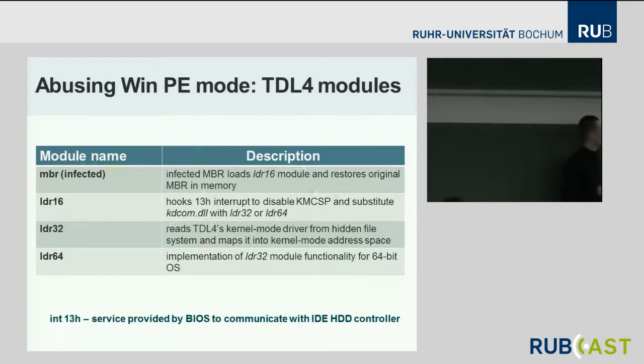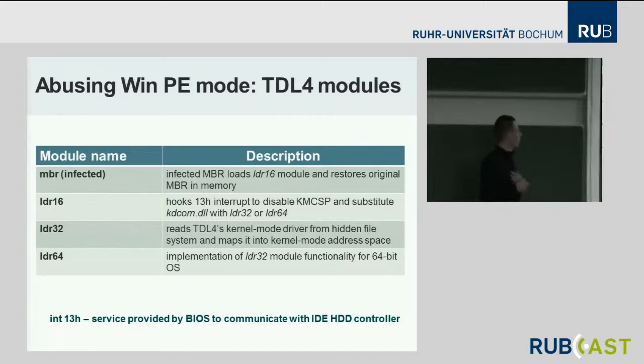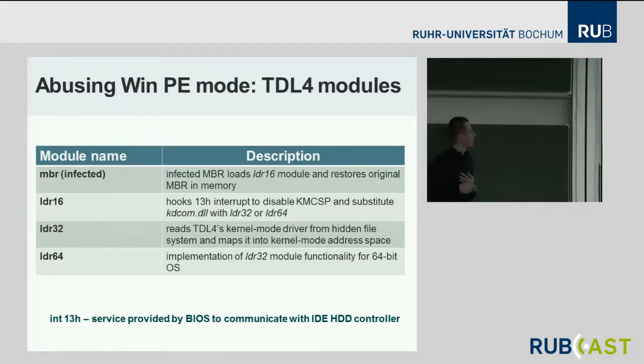This module hooks interrupt 13, which is used to communicate with the IDE/ATA controller of the hard drive. So this interrupt is used to read or write data on the hard drive. And if we hook this interrupt, we're able to control all the data written to or read from the hard drive. So we can perform patching of modules read from the hard drive. And there are two modules, LDR32 and LDR64. These modules actually load the kernel mode driver from the hidden file system.